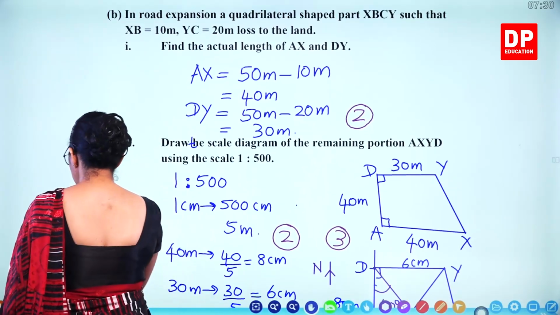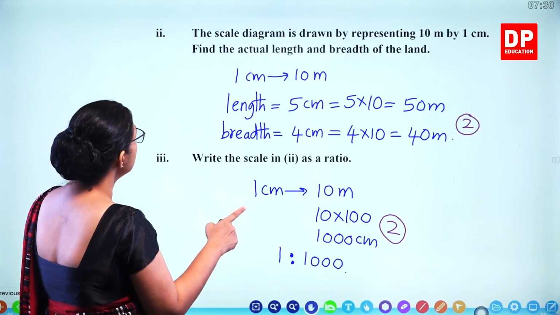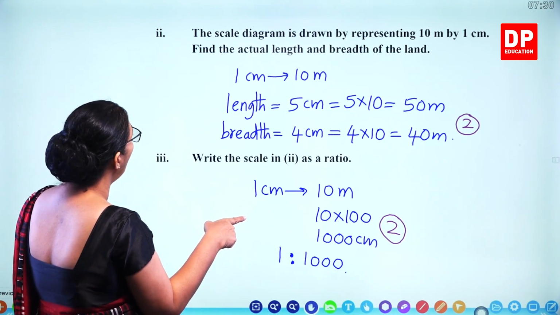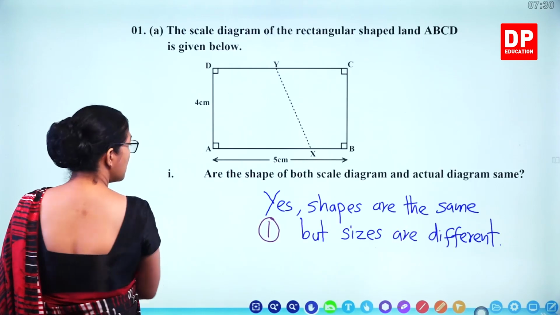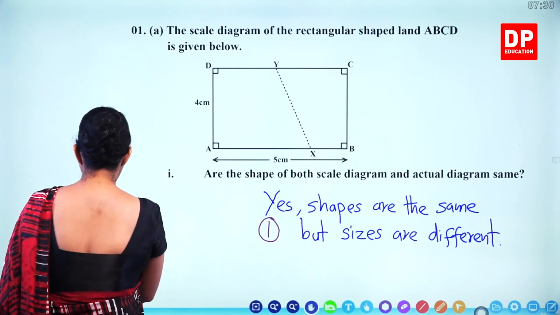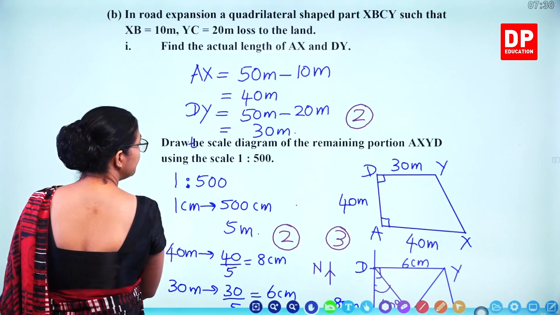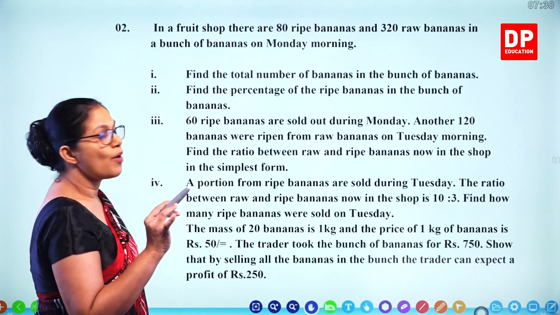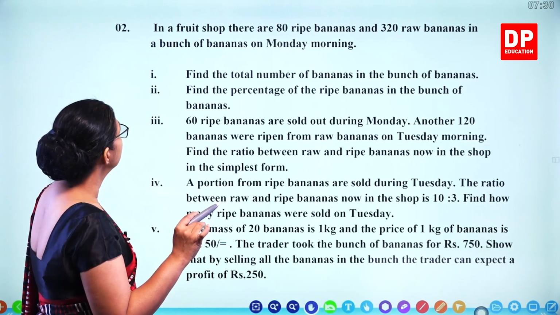That's part B. And 11 plus 4, 15, and 1, 16 marks for the first question. Let's take question number 2. So question number 2 onwards, you are getting 11 marks.